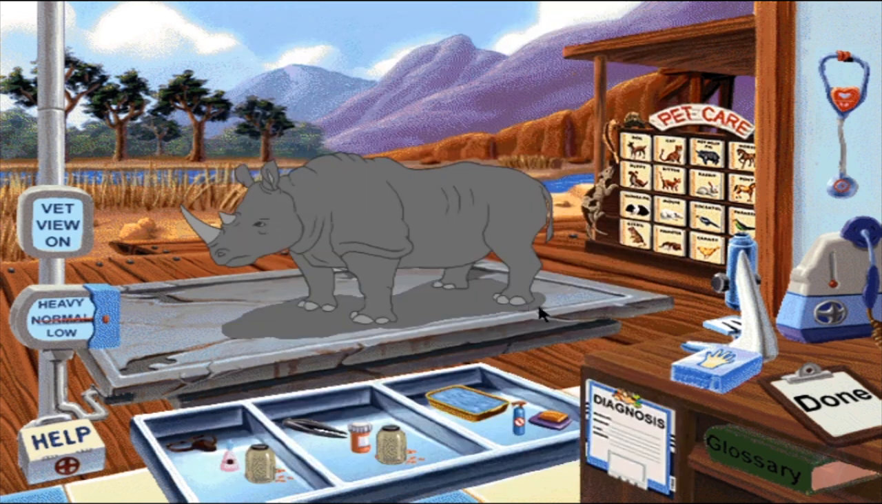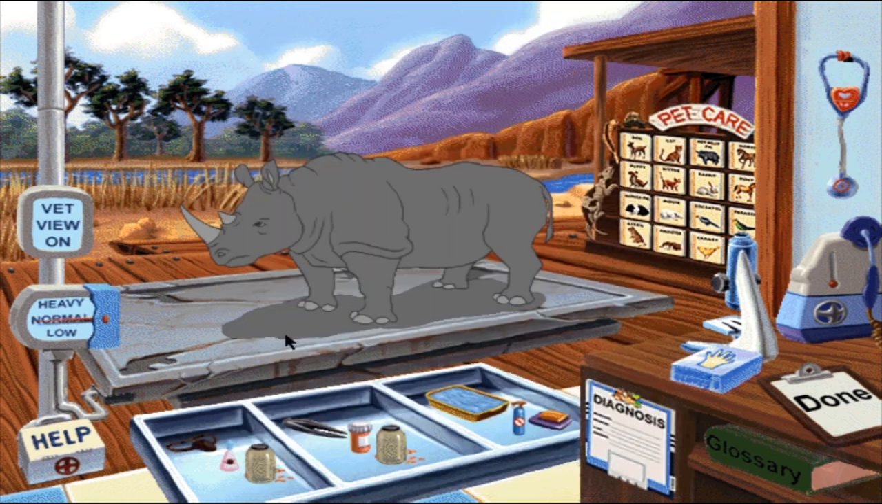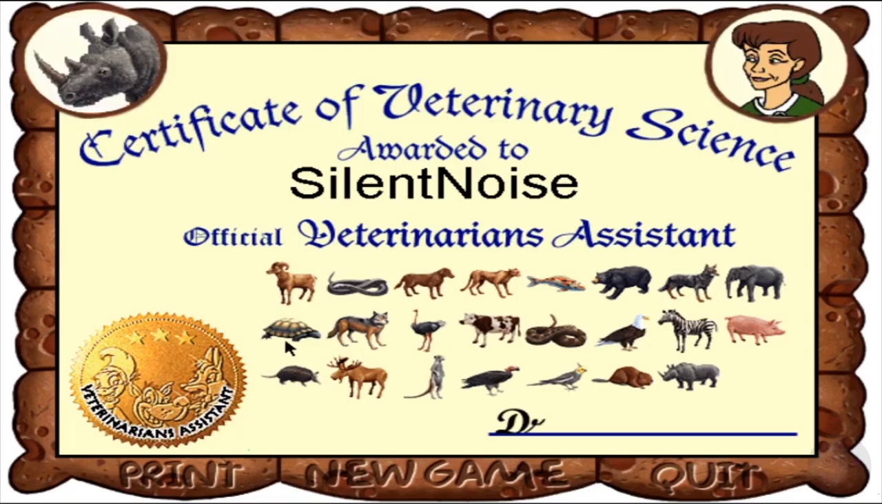Now that we know what the problem is, I will... Tweezers, antibiotics, painkillers. Good work, you picked the correct treatment. The tweezers are used to remove the object from the rhino's nostril. The antibiotics will fight off infection, and the pain pills will let the rhinoceros heal comfortably. A checkup in 5 days is a good idea. Congratulations! You really earned this certificate.